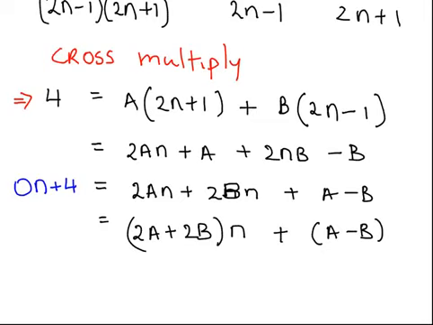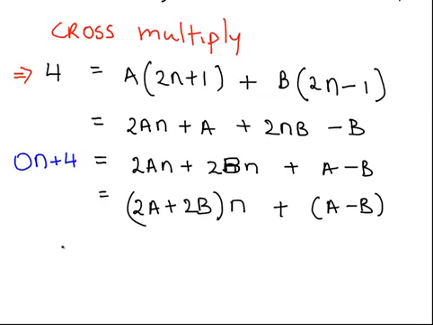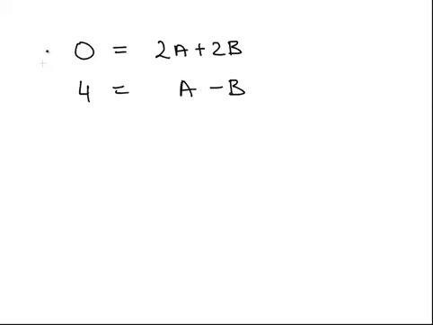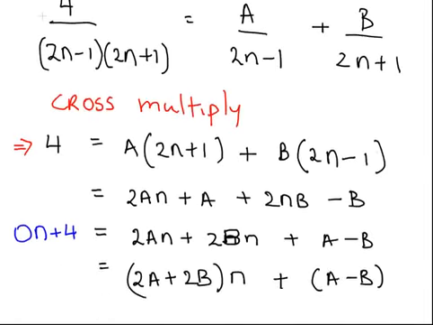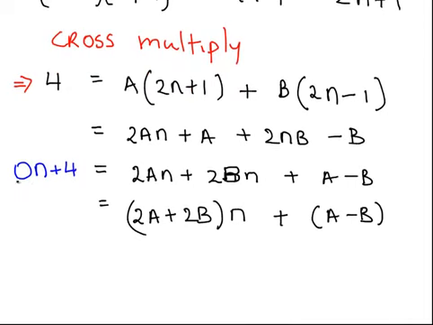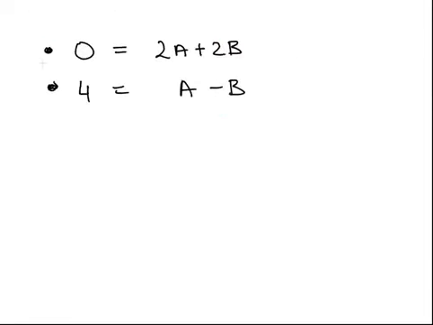As a result of that, we can say that 0 equals 2a plus 2b and 4 equals a minus b. These are just the lettings. Let me show you what I mean. This part here, 0n, corresponds to this part here, 2a plus 2b times n. And this part here, 4, corresponds to a minus b. So we're just letting the two components correspond to each other.